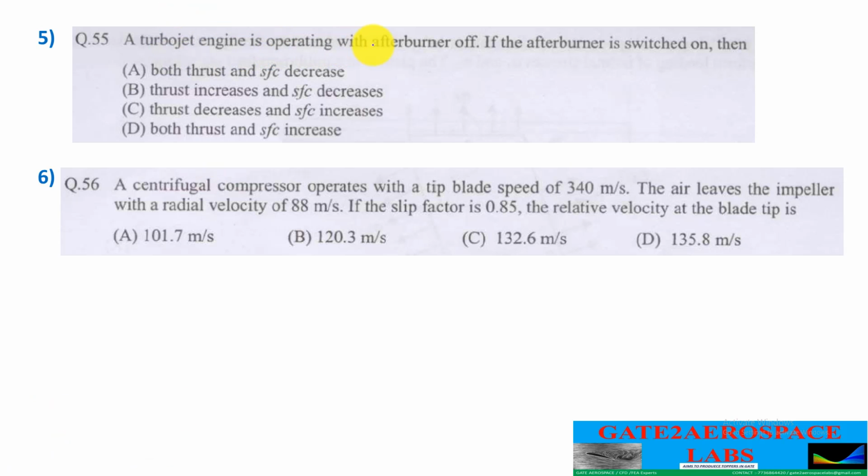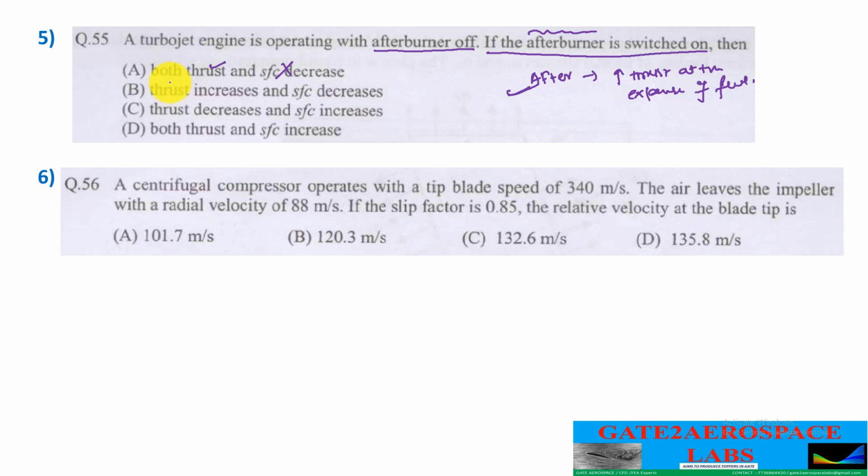A turbojet engine is operating with afterburner off. Okay, if afterburner is switched on, then we know, as we discussed in the last video also, that afterburner is used to increase thrust at the expense of fuel. Fine. So, of these criteria, which one is satisfied? Thrust will increase, okay, but no, this is wrong. Thrust increases and SFC increases, no, I think D is the answer.